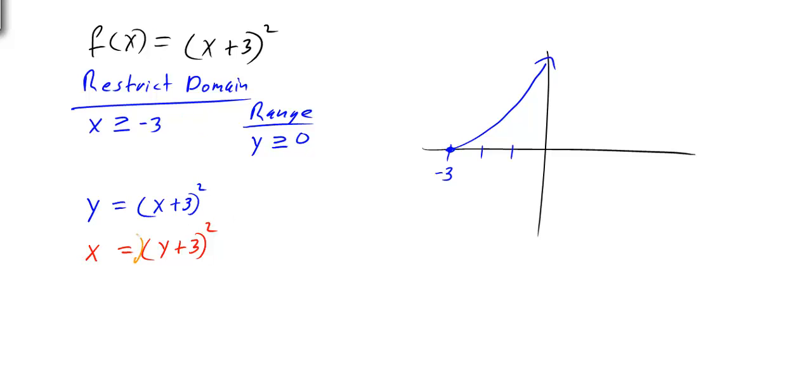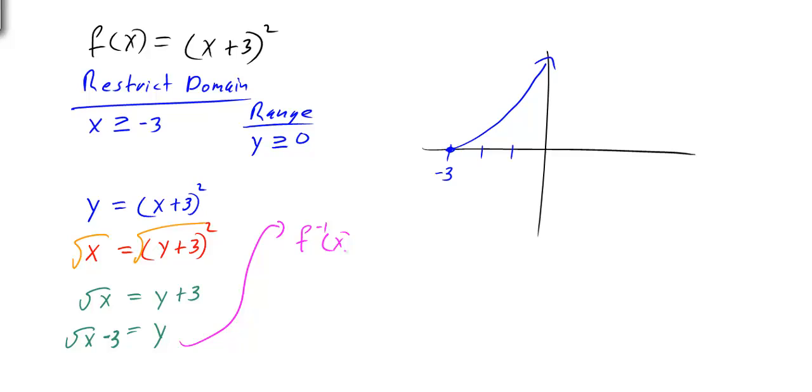To get rid of the square, we're going to simply take the square root of both sides. So we have the square root of x equals y plus 3. The square and the square root cancel, and then we need to subtract 3. So y is equal to the square root of x minus 3. We could actually write this then as the inverse function of f, which would be the square root of x minus 3.